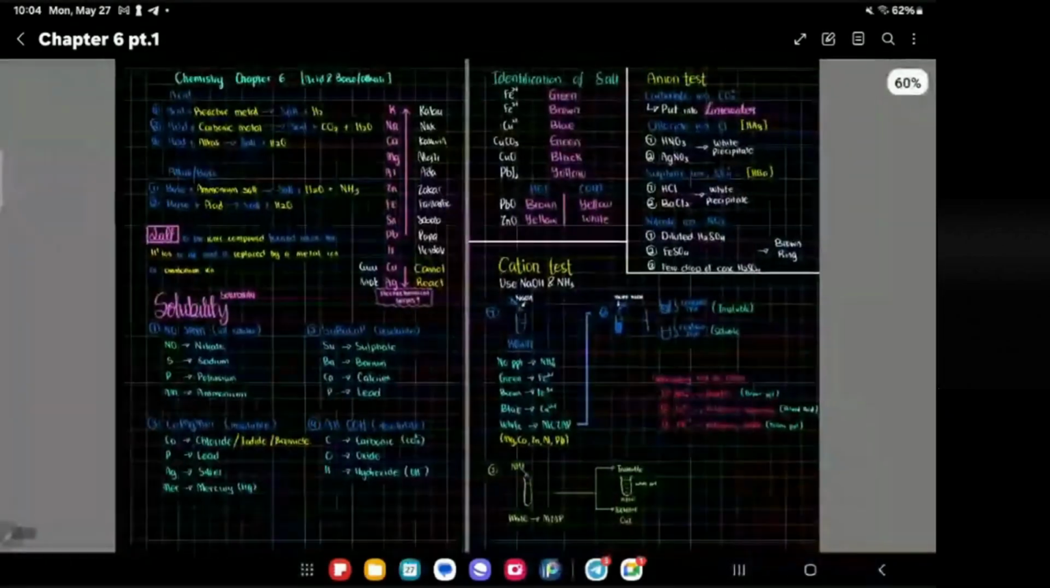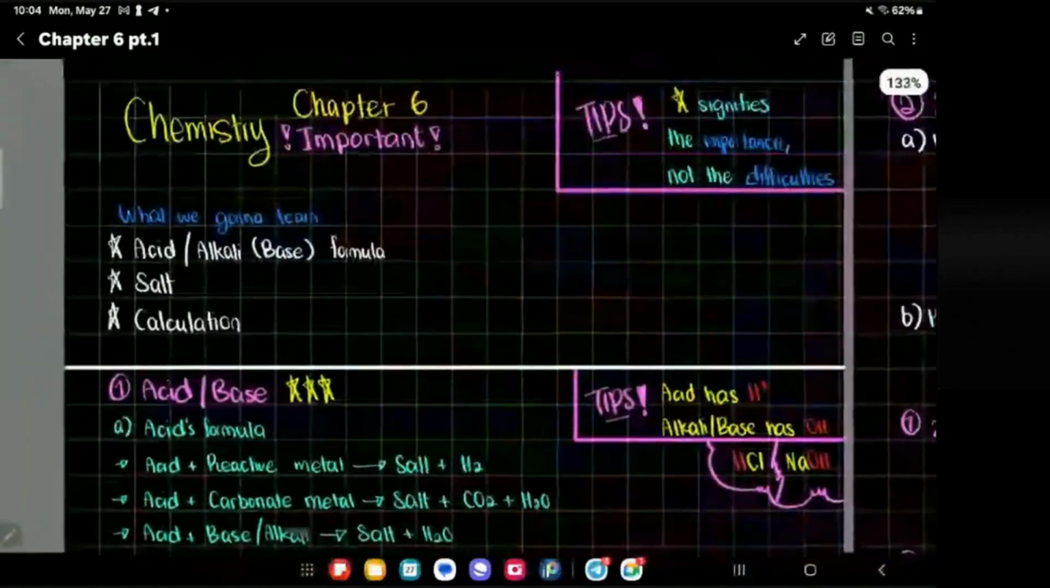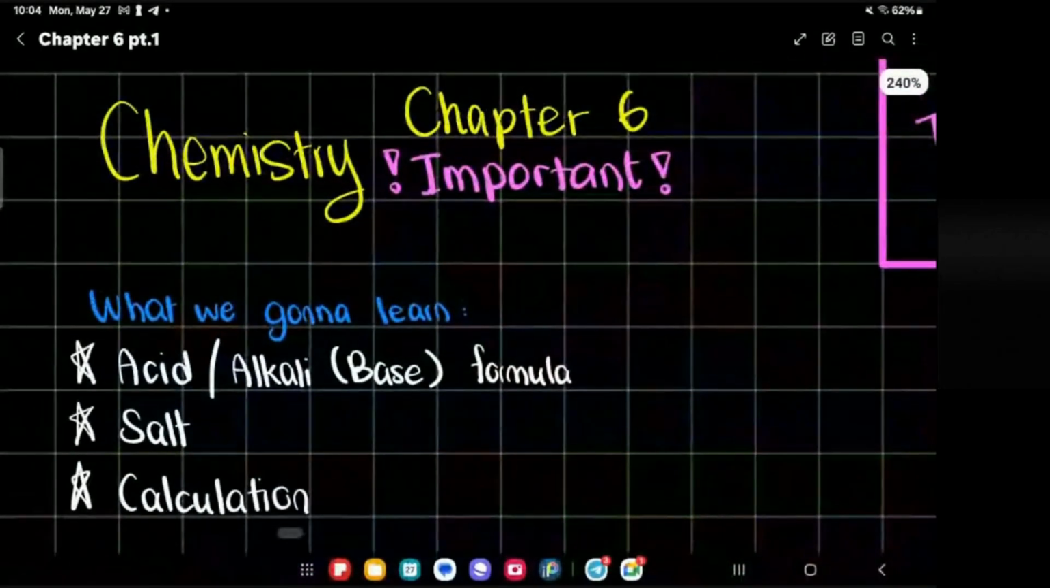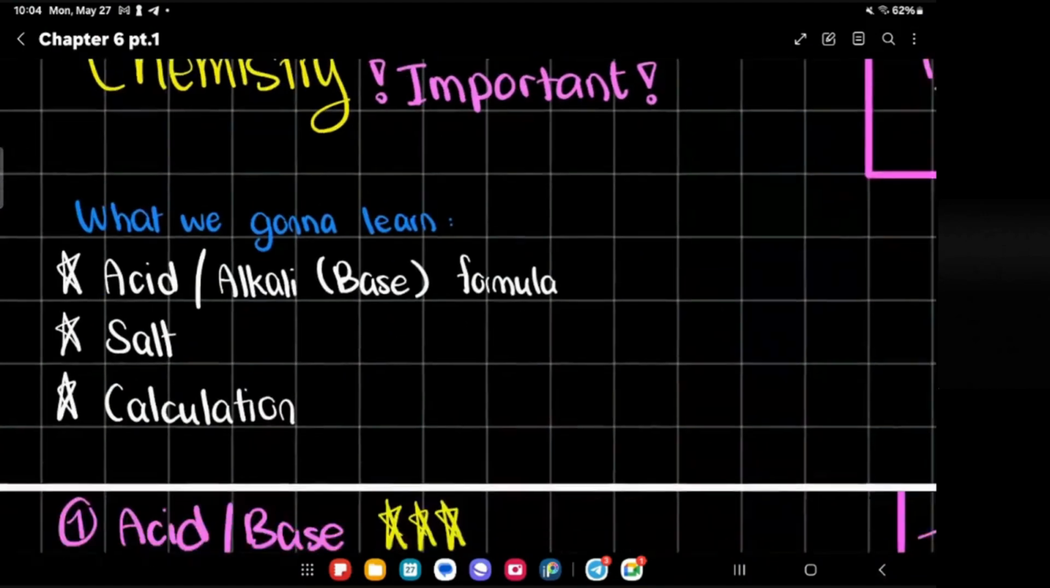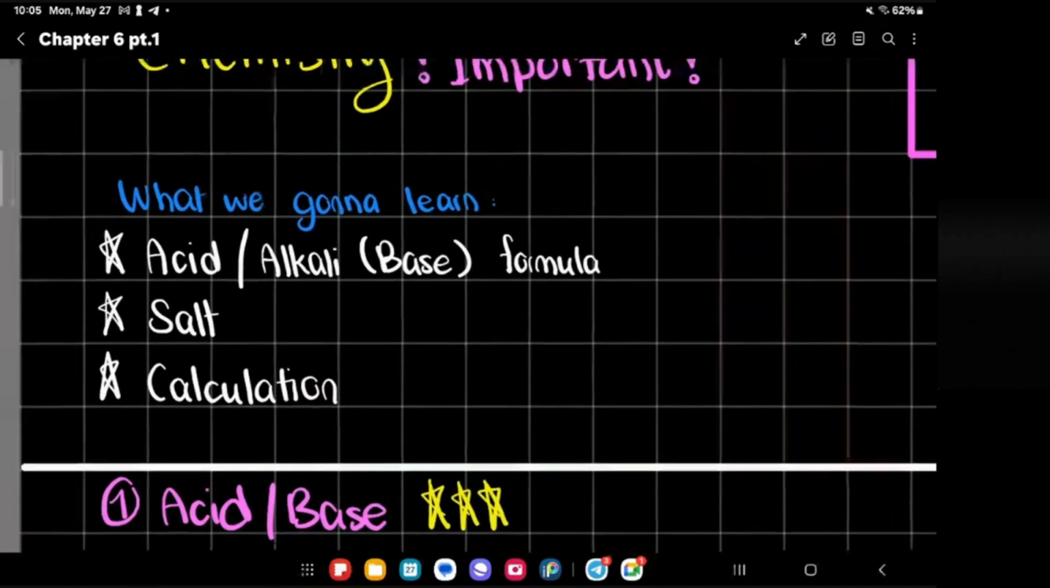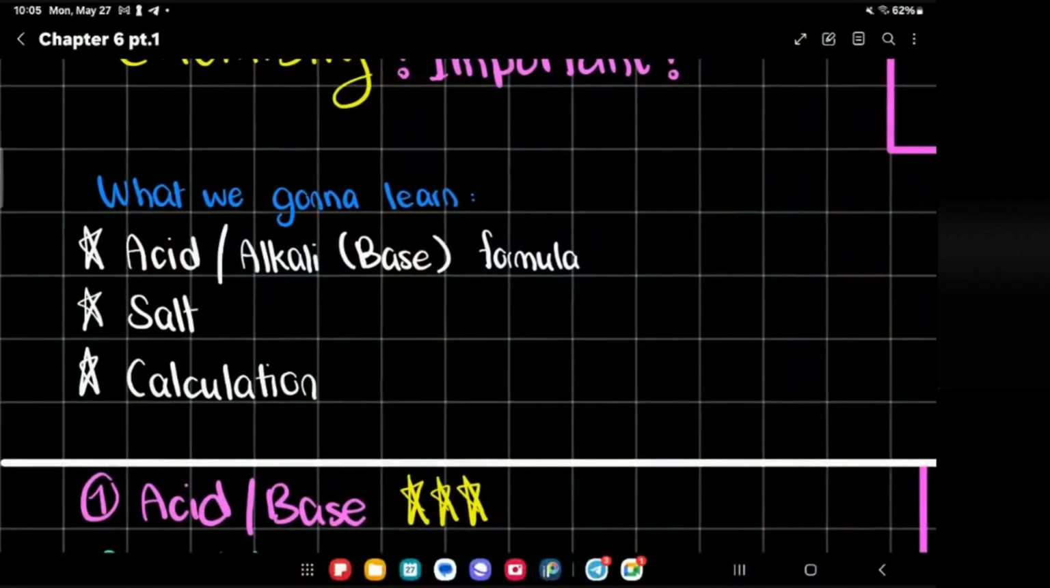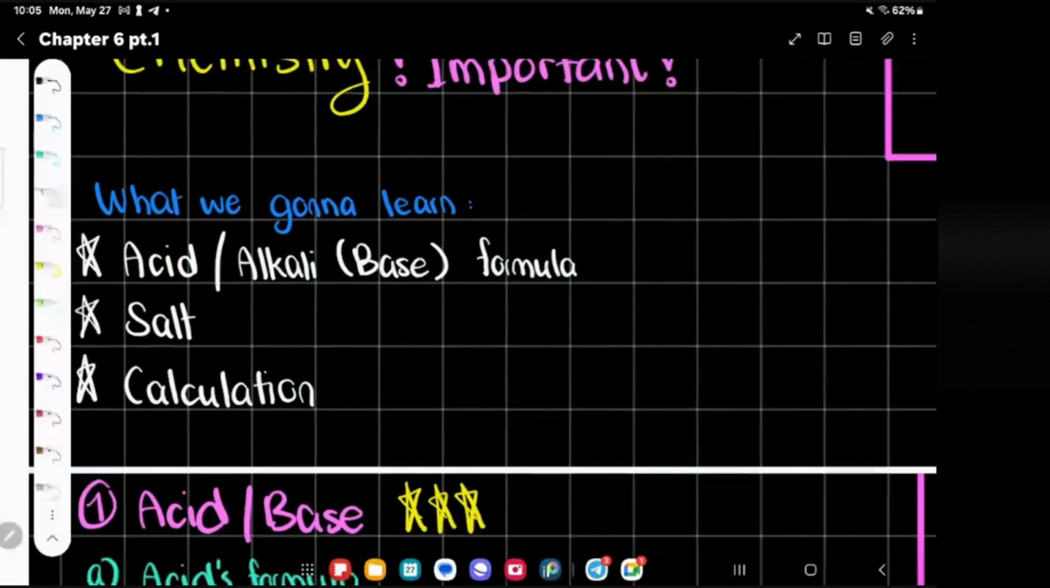So today we're going to learn chapter 6. Chapter 6 is the most important chapter because you're going to cover it a lot in the future chapter, which is Form 5 right now, right? So what you're going to learn is acid, alkali, base formula, the salt, and also the calculation. This will be very important actually.